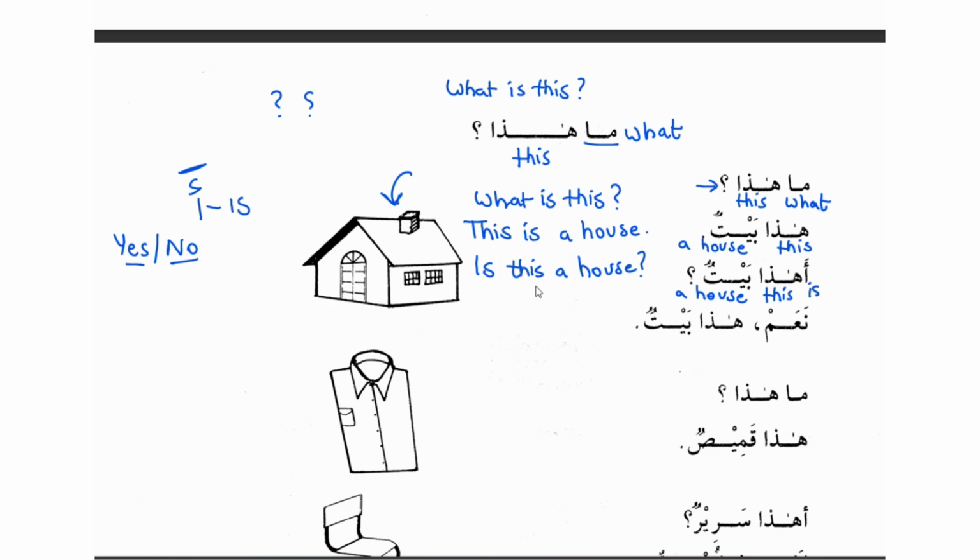It is referring to the object here, and we know that yes, this is a house. So the answer would be na'am. Na'am haza baytun. Na'am means yes in Arabic. Haza means this, baytun means a house. So the translation would be, yes, comma, this is a house.